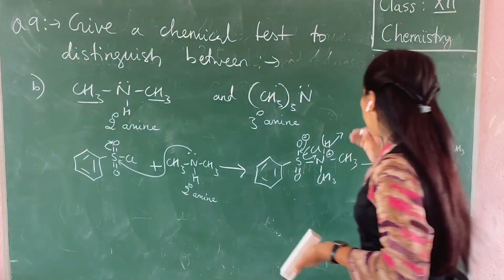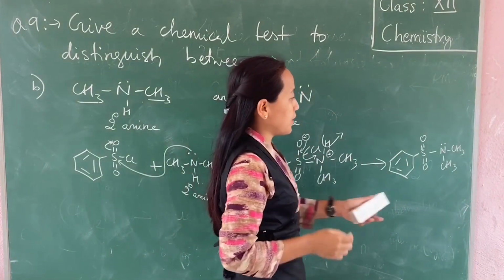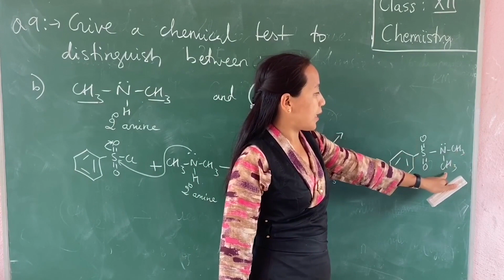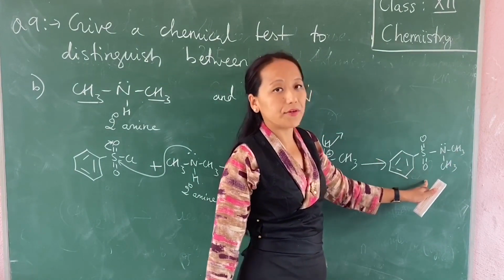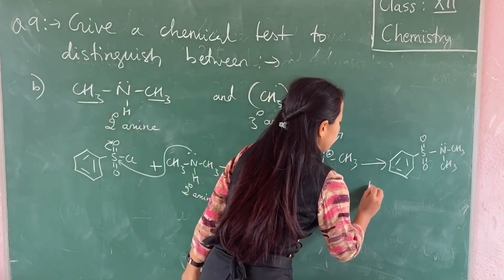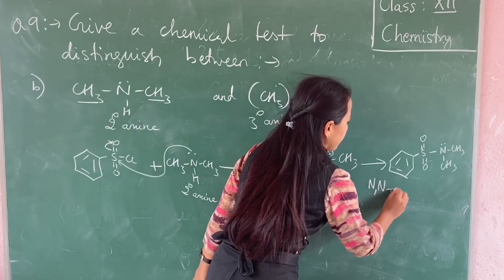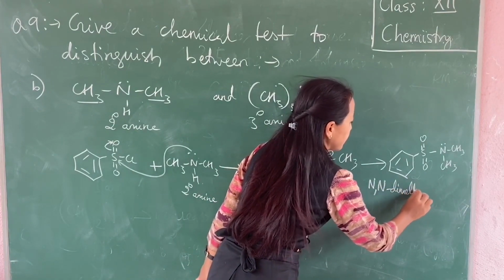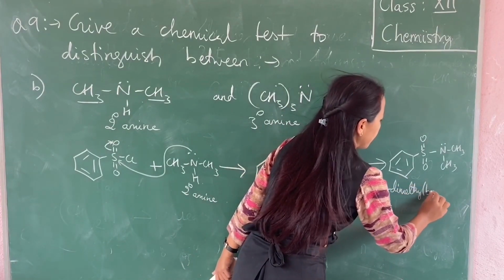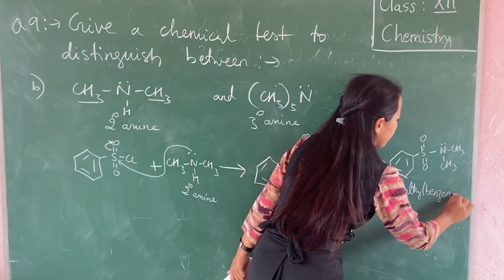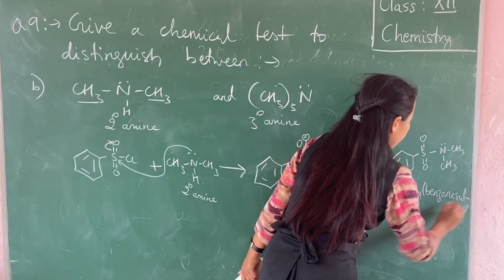If you name this compound, the name of this compound is N,N-dimethyl benzene sulfonamide.